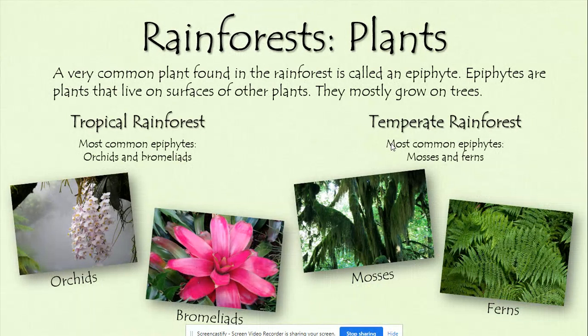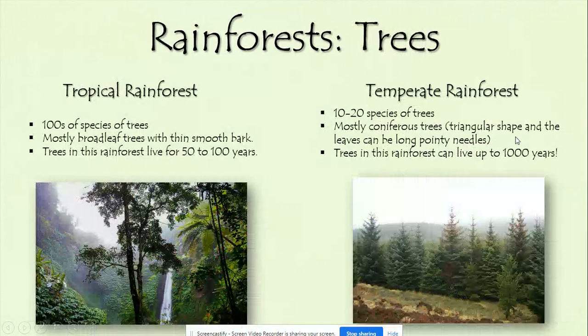The plants found in the tropical rainforest, the most common is epiphytes. There's orchids and bromeliads. And in the temperate rainforest, the most common epiphytes are mosses and ferns. So there's also different kinds of trees. In the tropical rainforest, there's hundreds of species of trees. They're mostly broadleaf trees with thin, smooth bark, and the trees in the rainforest live for 50 to 100 years. In the temperate rainforest, there's only 10 to 20 species of trees.